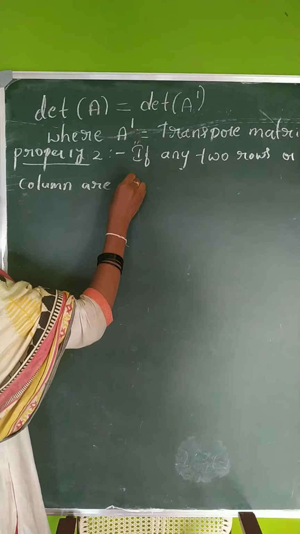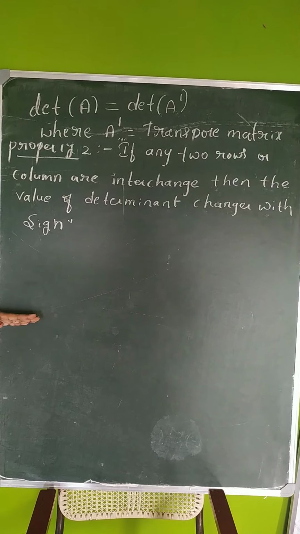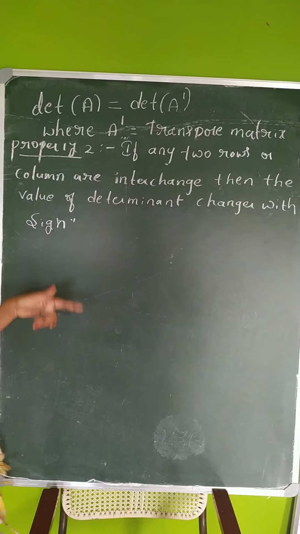Hope you clear this. So just consider one 3 cross 3 matrix. You find the determinant, keep that value as it is. Next, you need to interchange any 2 rows or any 2 columns. Then you will find the determinant. That value will be the same. Only thing is the sign will change. Okay, we'll just go with one example.